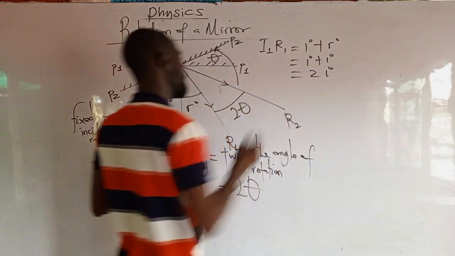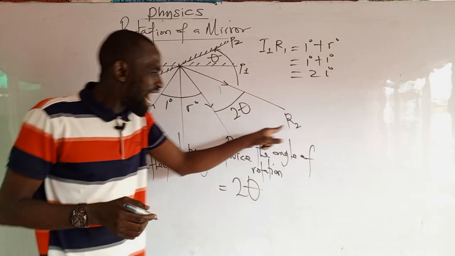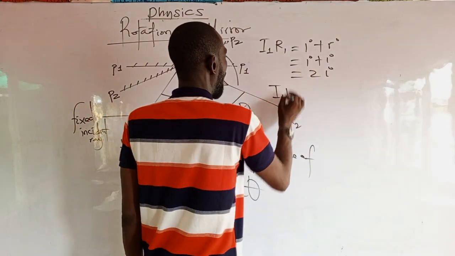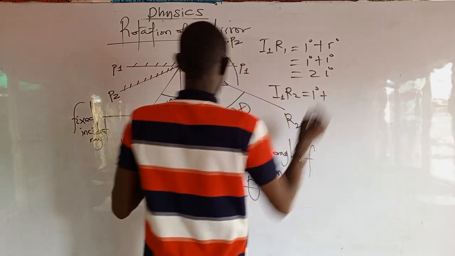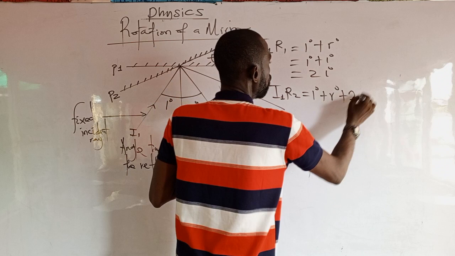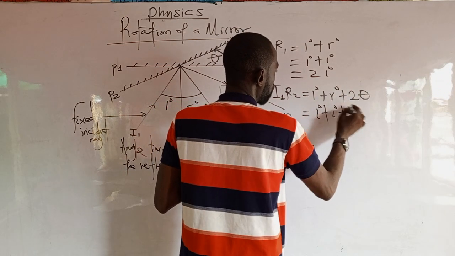which gives us 2I degrees. But if I'm considering I1 and R2, the angle between I1 and R2 will cover I degrees plus R degrees plus 2 theta. And this is I plus I plus 2 theta.